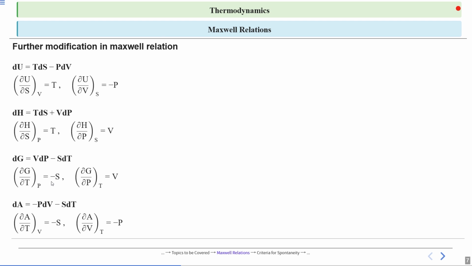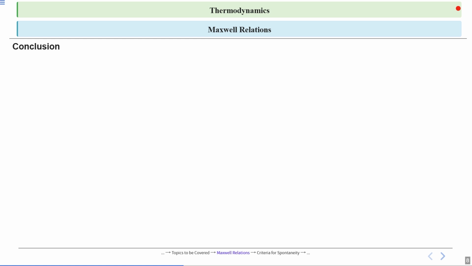Similarly, for minus S, you will have dG by dT at constant P is equal to dA by dT at constant P. Finally, we can write all of these relations in one part. So here is your conclusion of that. First was related to temperature. So it will be change in internal energy with respect to entropy at constant volume is equal to change in enthalpy with respect to entropy at constant pressure. So that is equal to temperature.